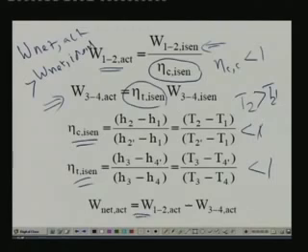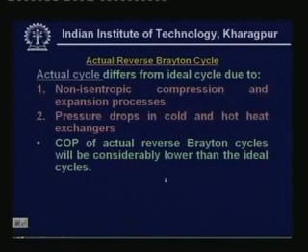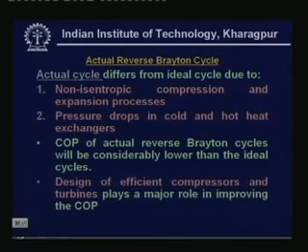So, as a result, as I said just now, the net work input increases. So, we find that COP of actual reverse Brayton cycles will be considerably lower than the ideal cycle because of these two effects, reduction in the cooling output and increase in the net work input. In fact, the reduction could be quite considerable depending upon the design, and one way of improving the system performance is to design efficient compressors and turbines. Actually, this is a very critical issue. So, if you want to have a good efficiency, you must have efficient compressors and turbines.